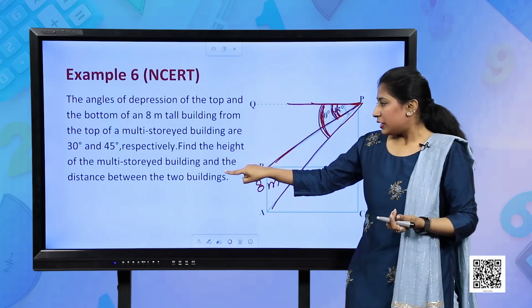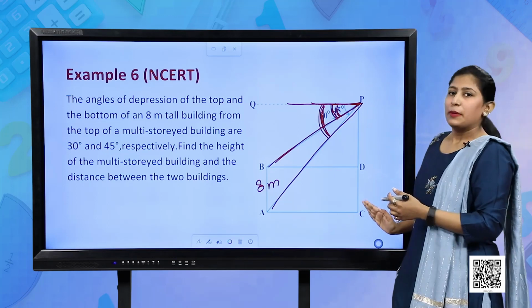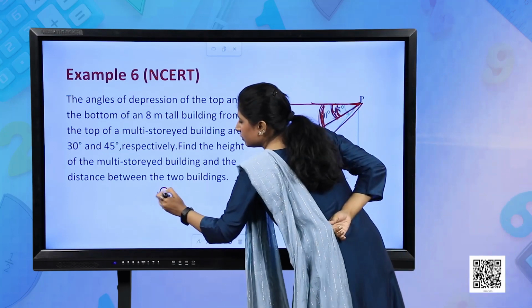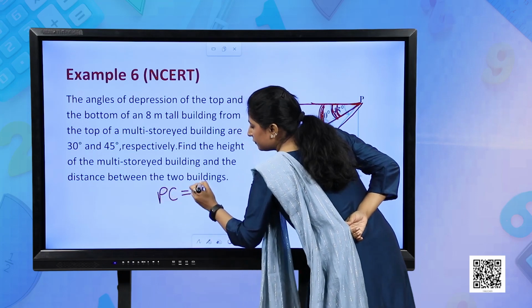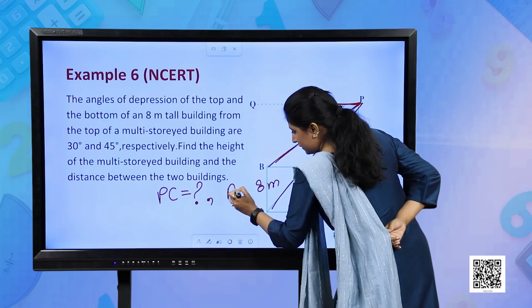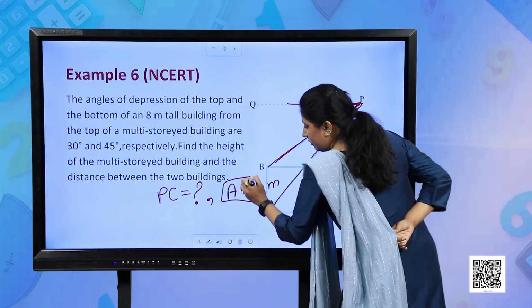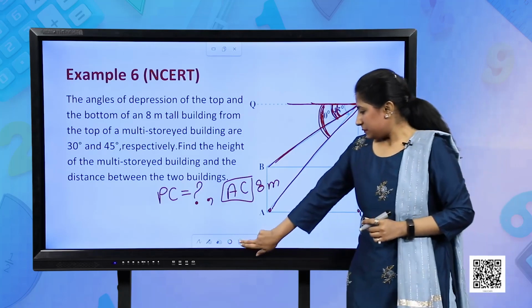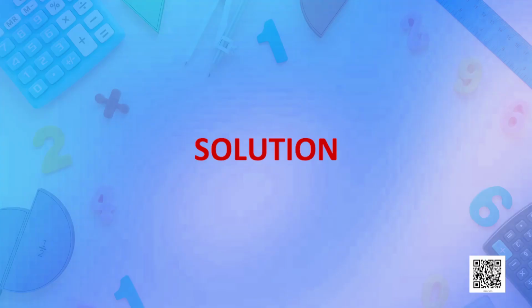We have to find the height, right, we have to find PC. I will just write what we have to find. We have to find the value of PC and also AC, which is the distance between the foot of these two buildings, okay? So let us look at the solution.